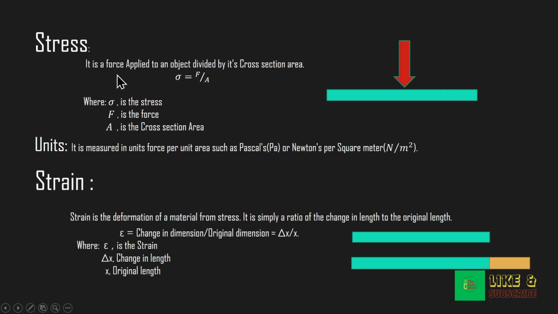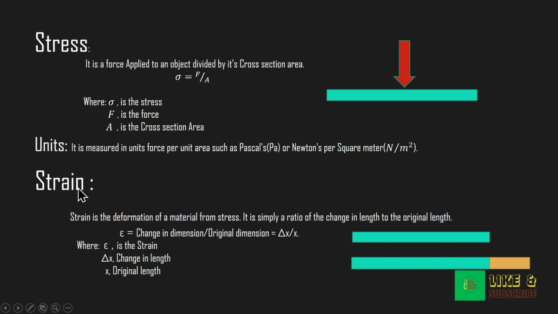Stress. It is a force applied to an object divided by its cross-sectional area. When a member or an object is placed under a force or load over an area, to calculate the stress we have a formula: sigma equals F divided by A. Sigma is the stress, F is the force, and A is the cross-sectional area. It is measured in units of force per unit area, such as pascals or newtons per square meter.